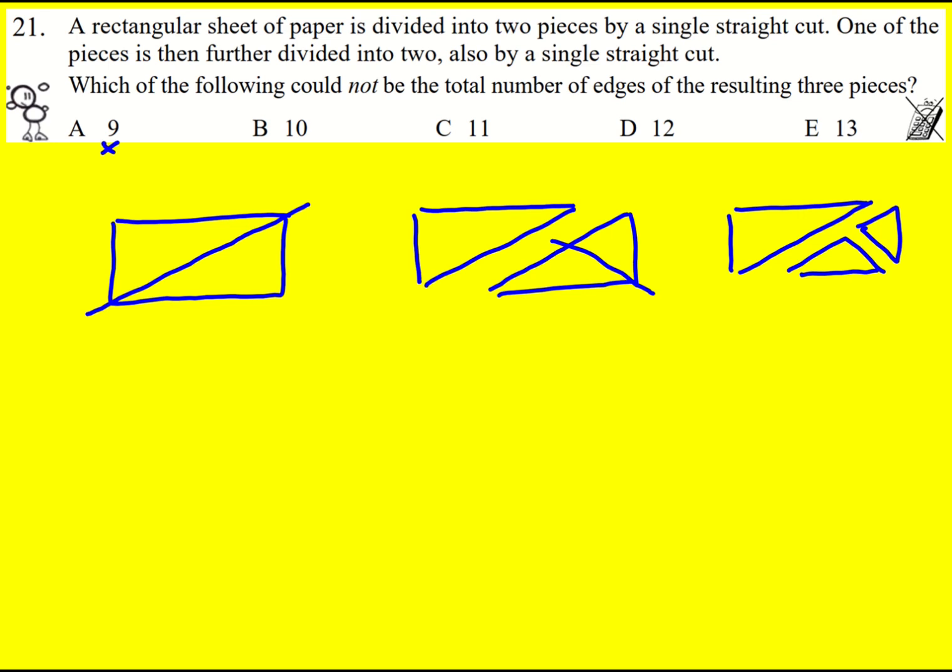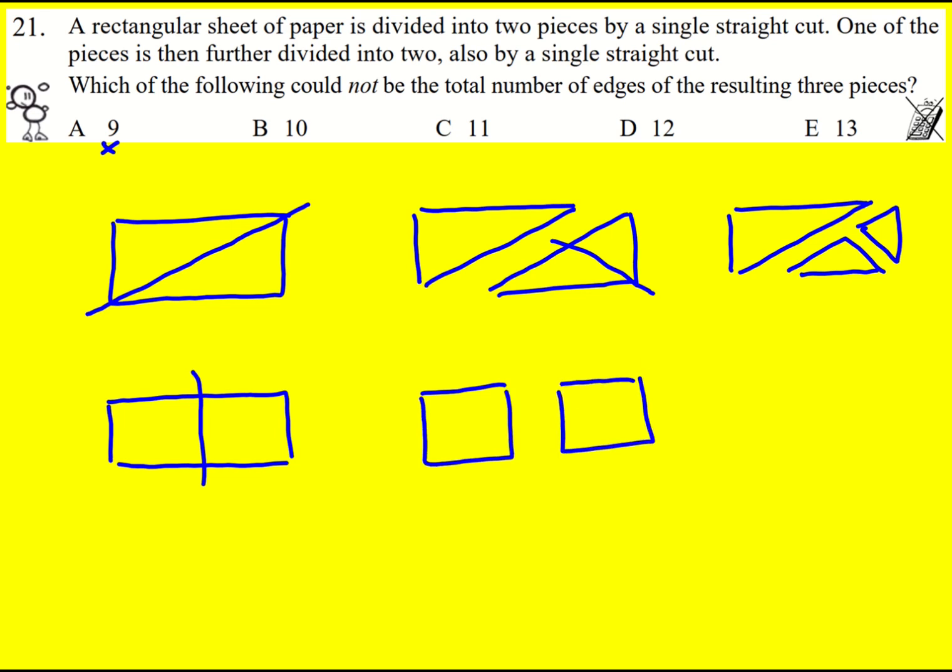Then I looked at how could I make the most edges. So what we can do now is just actually, if we cut it down the middle, then we're going to end up with 8 at the start. And then if I cut it down one of the middles again, you can see that we're going to get 12.